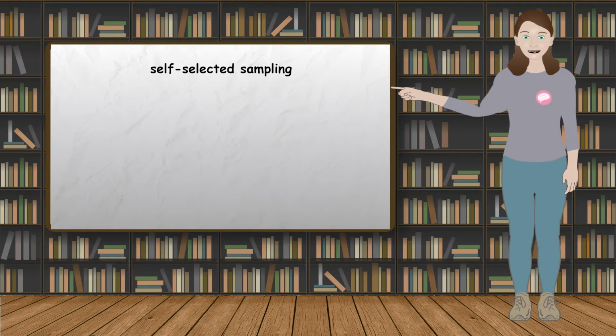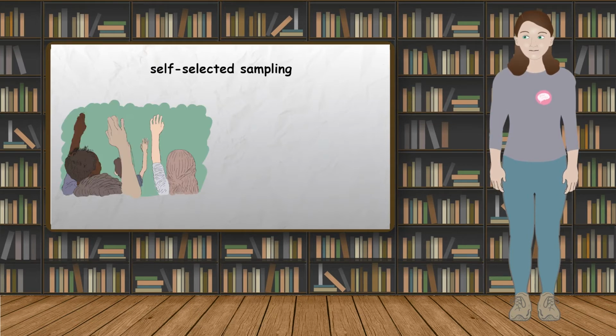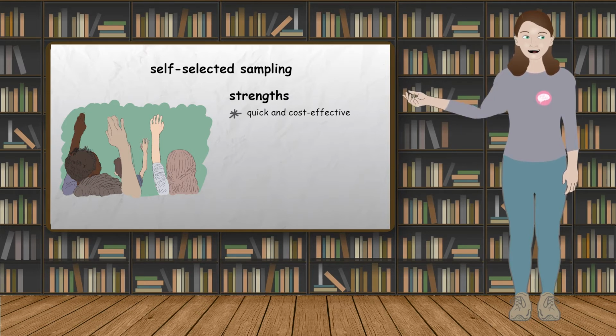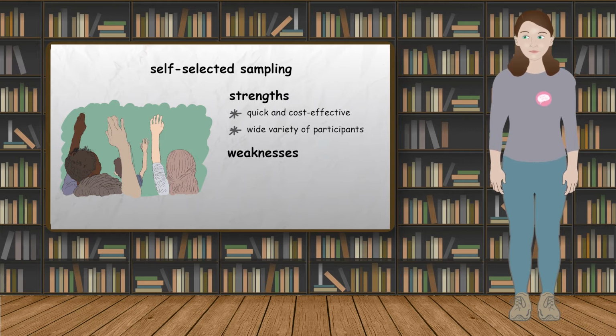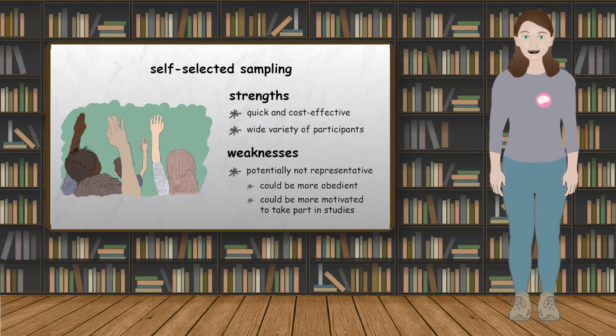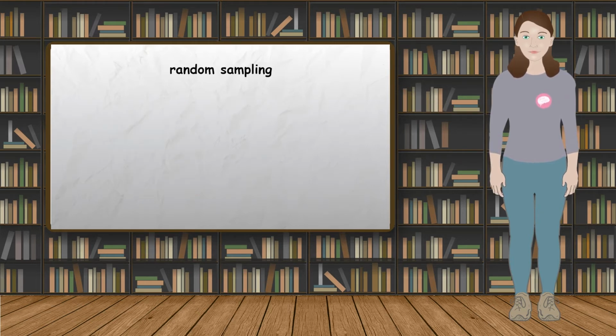Self-selected sampling, or volunteer sampling, consists of participants becoming a part of the study because they volunteer when asked or in response to an advert. This technique, like opportunity sampling, is useful as it is quick and relatively easy to do. It can also reach a wide variety of participants. However, the type of participant who volunteers may not be representative of the target population for a number of reasons. For example, they may be more obedient, more motivated to take part in studies, and so on.